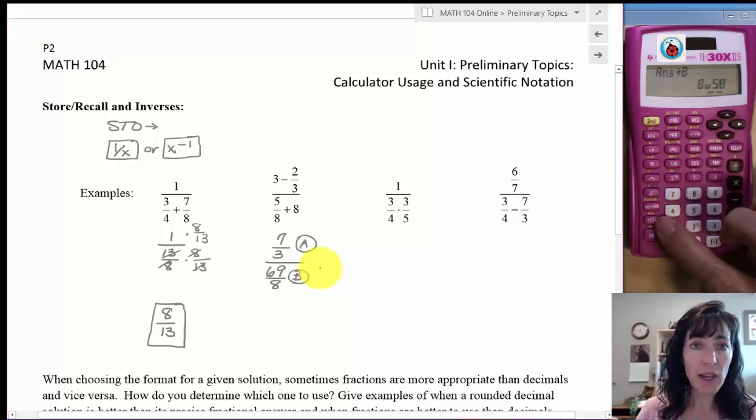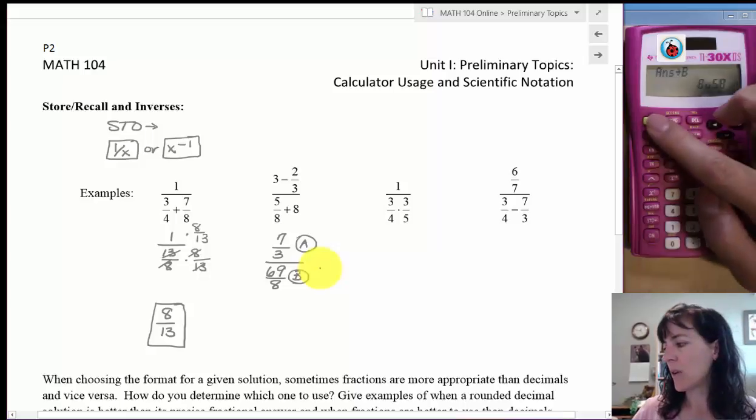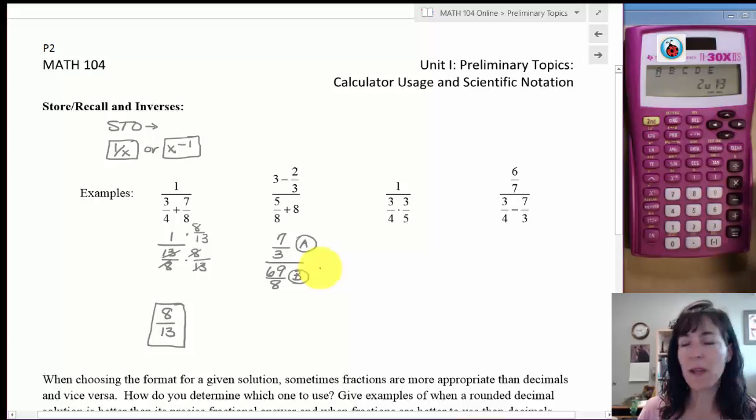I need to get that value back out of A. So I do second store, and that's recall. And that I move over to A. Well, it's already there. Then I just do equals. So now it has 2 1/3.